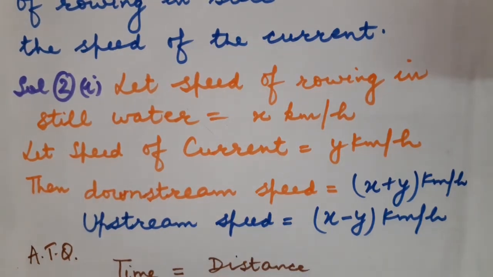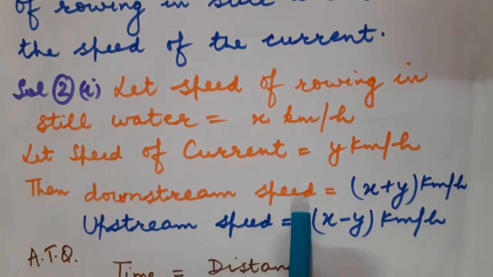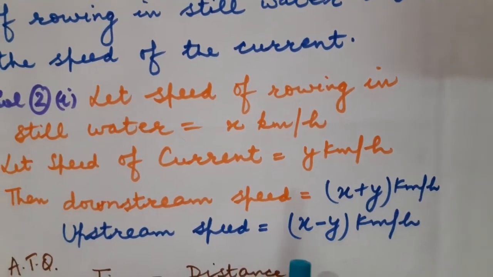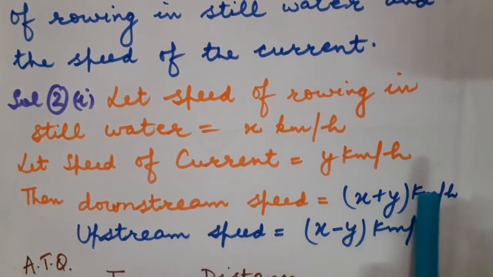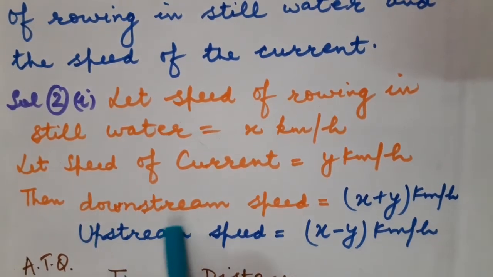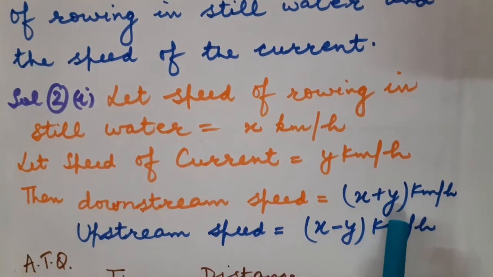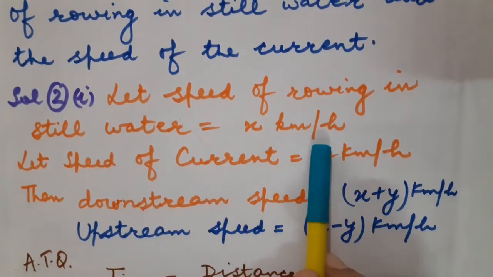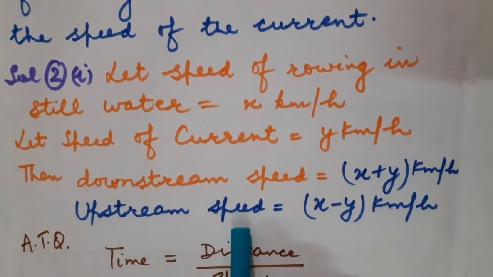So definitely my speed of moving will be increased. So that's why here I am going to calculate first of all downstream speed. What is to be done for that? First of all, you will be writing here speed of rowing in still water, that is x. So speed of current will be added in it so that we calculate the downstream speed. So what is to be done to calculate downstream speed? You have to add the speed of the current to the speed in still water. Clear?